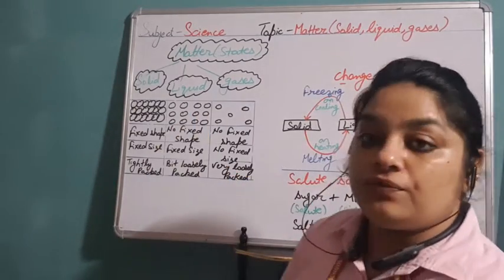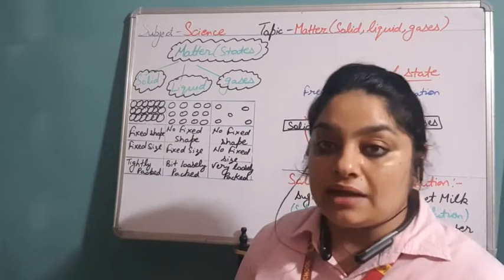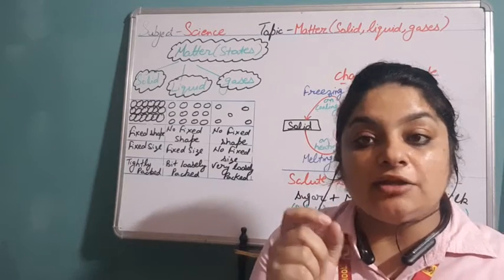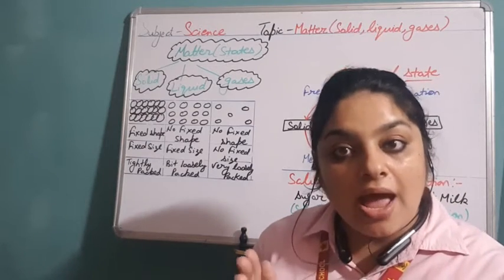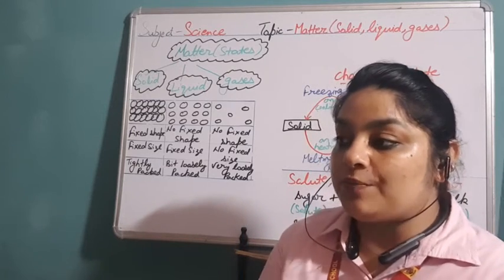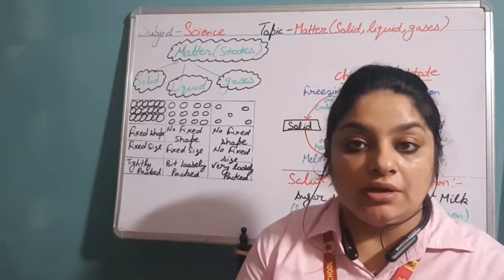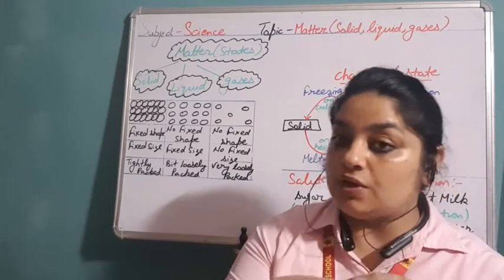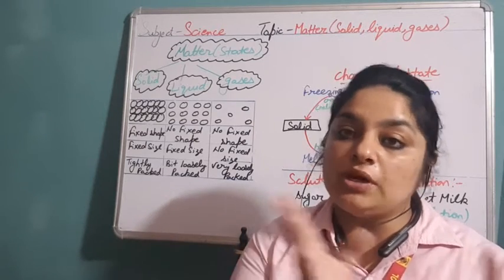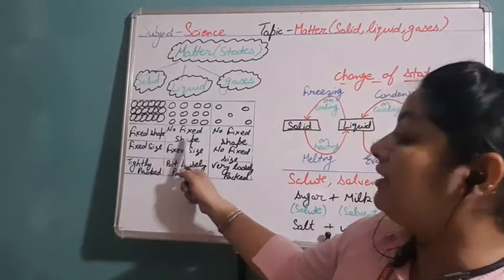Second one is liquid. In case of liquid, the particles are a bit loosely packed as compared to the solid, or I can say the intermolecular space between the particles in case of liquid is a bit more as compared to the solid. That's why all liquids have fixed quantity. For example, I have in one bowl half liter of water. If I pour that water into a glass or another container, it will remain half liter. Only the shape will change because all liquids do not have any fixed shape.